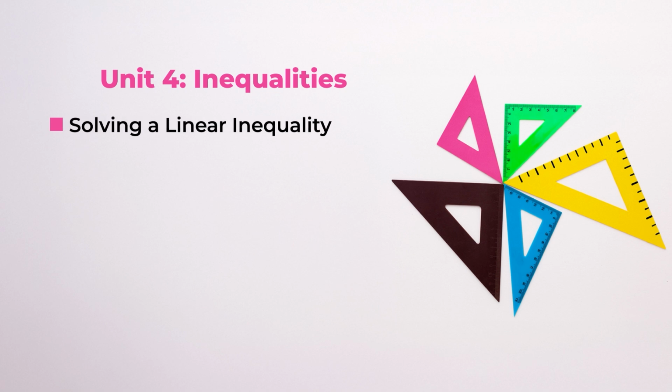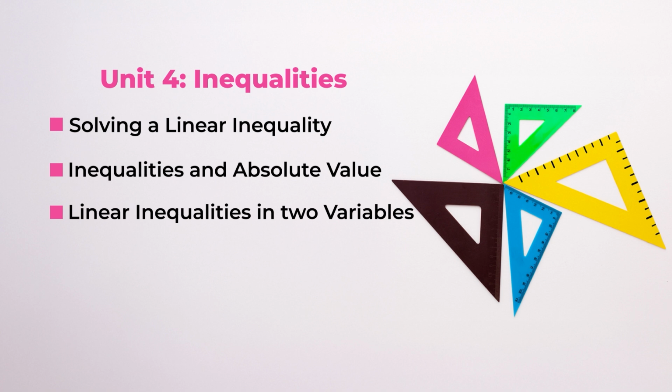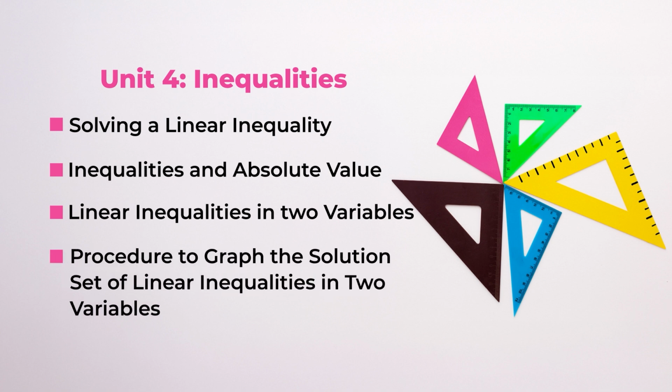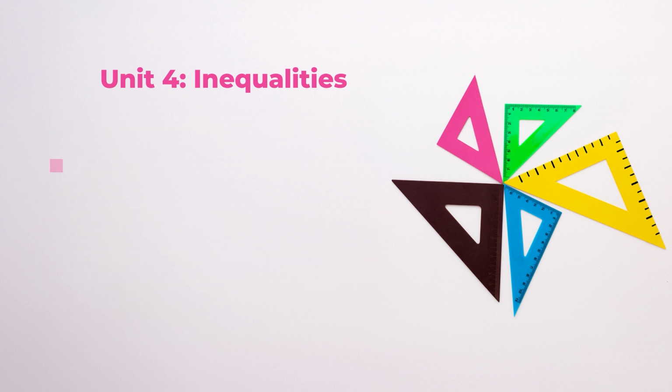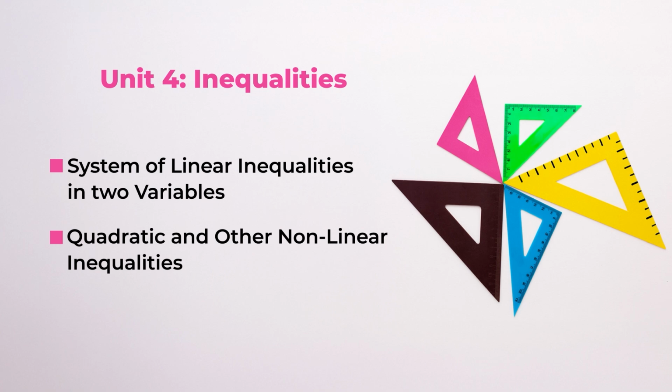The final unit of this block is inequalities. In fact, solving linear inequalities is the prime concern of this unit, and we will learn about inequalities and absolute values. Inequalities in two variables are also delivered in this unit. Apart from this, there is a procedure to graph the solution of the set of linear inequalities in two variables. We are also going to learn about the system of linear inequalities in two variables, and thereafter the unit sums up with the evaluation of quadratic and non-linear inequalities.